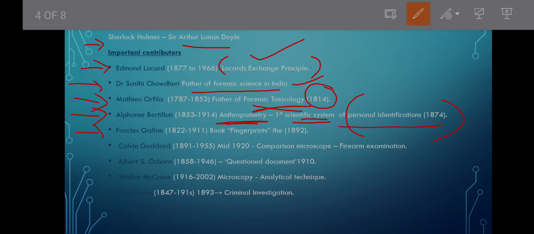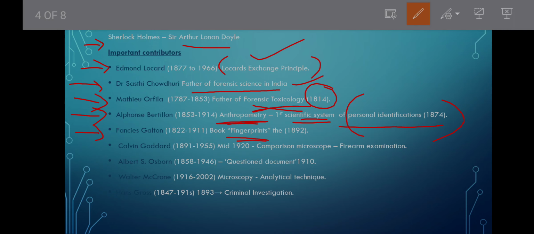Then next, moving on to Francis Galton. He was actually the father of forensic fingerprints, or we can say fingerprints. He wrote the book titled Fingerprints, in the year 1892. So he developed this fingerprint system that is known as the 3-point identification system.